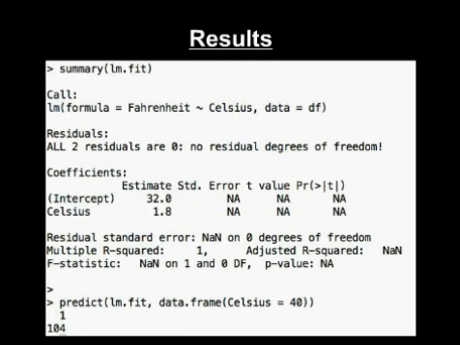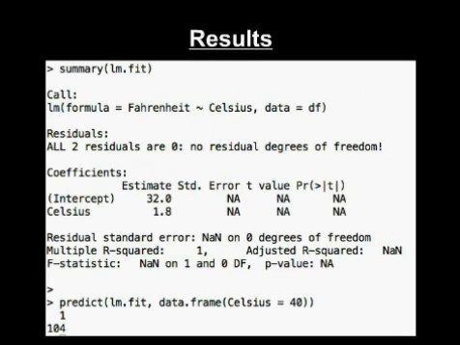Looking at this, you can see first that it reports back the call you made to the lm function. It tells you that you called it with the formula Fahrenheit as a function of Celsius, and then you called it with data as in the df data frame. Then it tells you the residuals, which are basically the errors that you had, and it says all residuals are zero, and that's because you were able to perfectly predict the data. And then the more interesting thing are the coefficients.